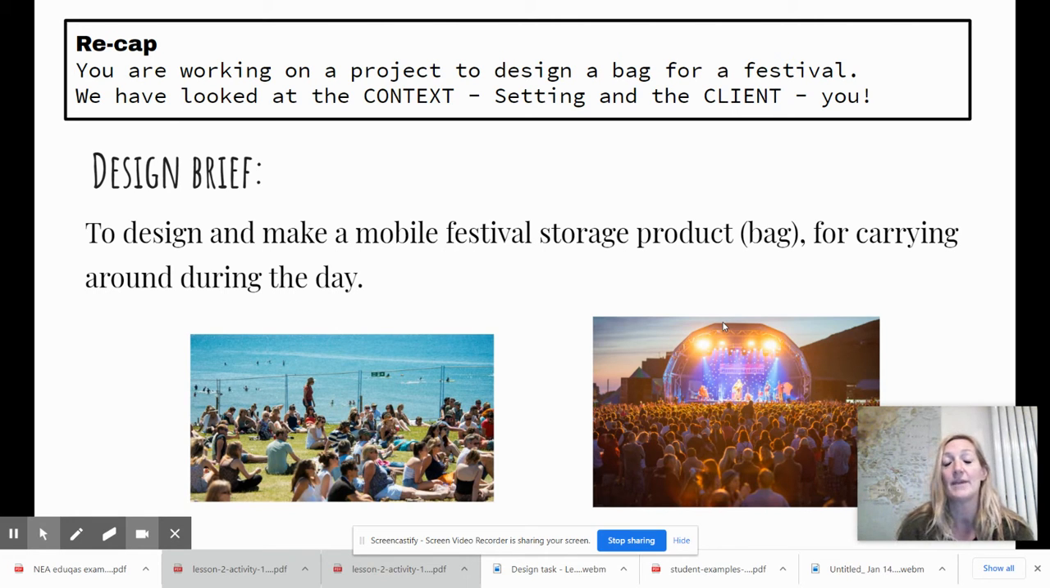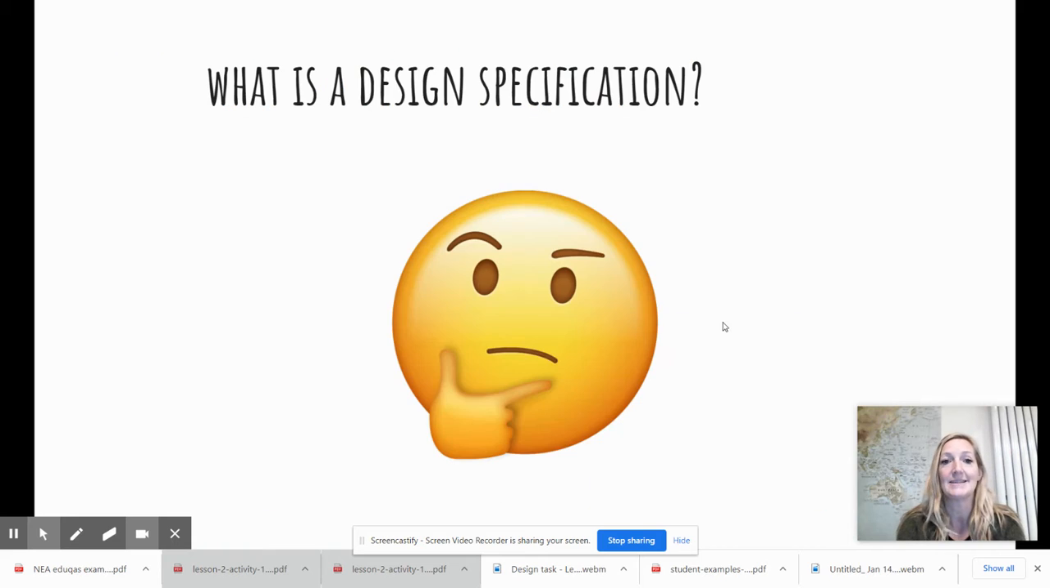Hopefully you'll have made a note, or in that lesson, you'd have written down what you do and don't like about certain bags, what features are good, what works and what doesn't. And then all of those three things, so the context, the client, and looking at existing products, would feed into a design specification for a product that you're going to design. So there's a little recap of everything prior to today.